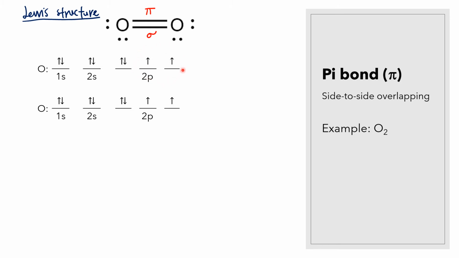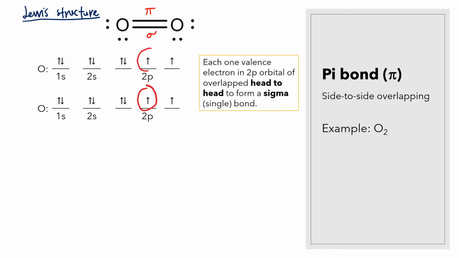Dua elektron yang tidak berpasangan. Okay, so in the other oxygen as well akan having the same. Okay, dua elektron yang tidak berpasangan. So overlapping between these two unpaired orbital here will form sigma bonding. So each one valence electron in 2p orbital of oxygen will overlap head to head, kepala ke kepala ataupun end to end to form sigma bonding.